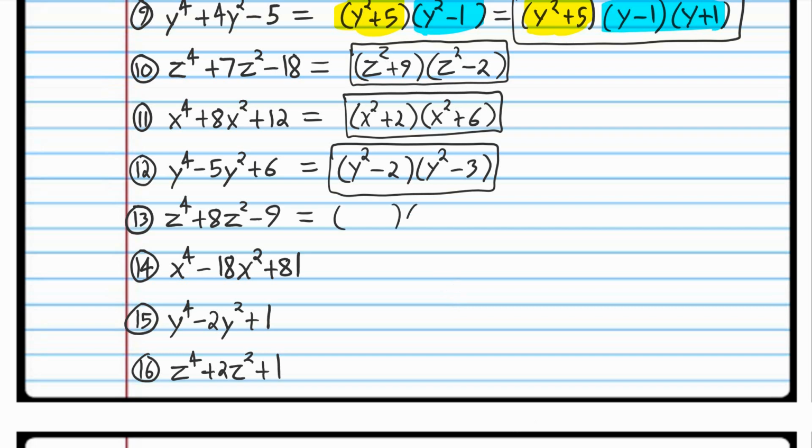All right, we're back. And I think it's going to be positive 9 and negative 1. And we can factor z squared minus 1. Again, the parentheses mean multiplication, so we're multiplying all these factors. That's what a factor is. It's something you're multiplying to get your product.